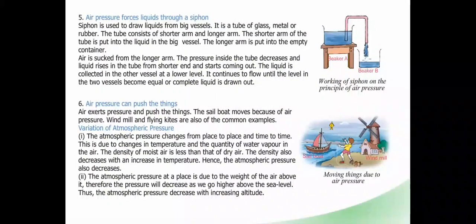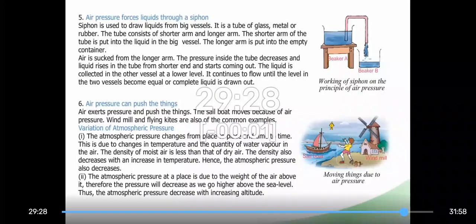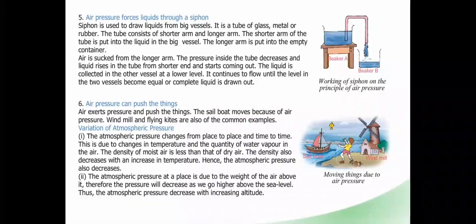Variation of atmospheric pressure: the atmospheric pressure changes from place to place and time to time. This is due to change in temperature and the quantity of water vapor in the air. And the atmospheric pressure at a place is due to the weight of the air above it. Therefore, the pressure will decrease as we go higher above the sea level. Thus, the atmospheric pressure decreases with increasing altitude.